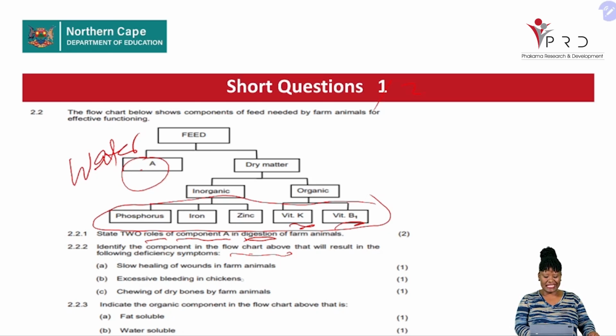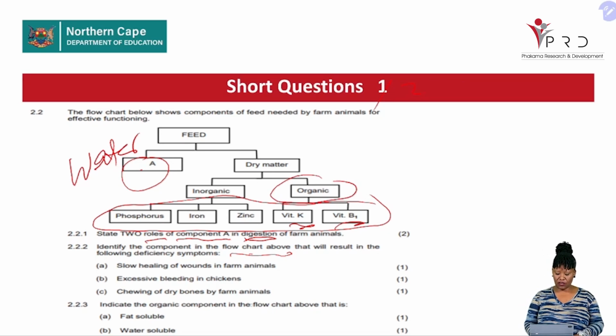Excessive bleeding in chicken. Chewing of dry bones by farm animals. So you have to choose the one that talks to that. Indicate the organic component. Your focus now is on organic component. Indicate the organic component in the flowchart above that is fat soluble and which one is water soluble.